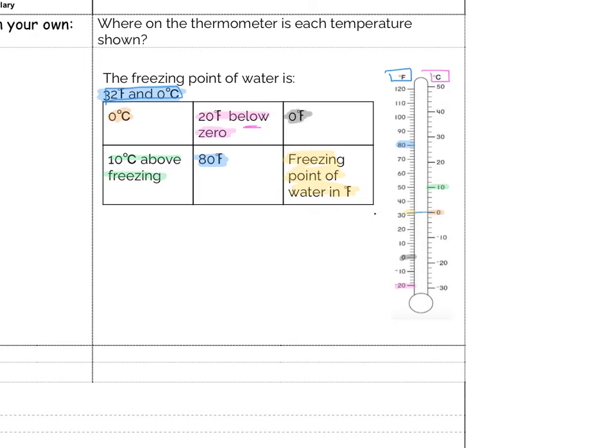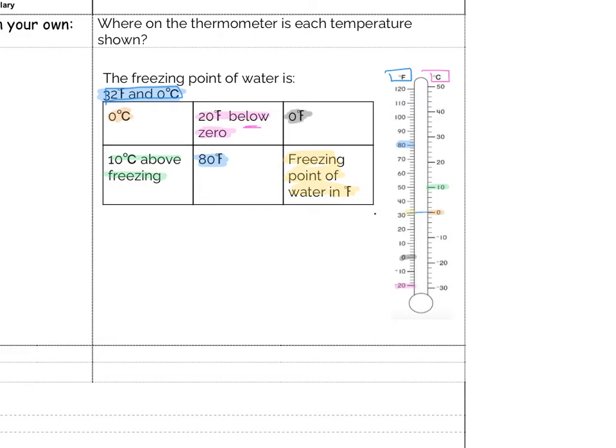10 degrees above freezing. In the problem, 0 degrees Celsius is the freezing point. So if we're looking for 10 degrees Celsius above the freezing point, our freezing point is right here. And so 10 degrees Celsius above freezing is that positive 10 value.